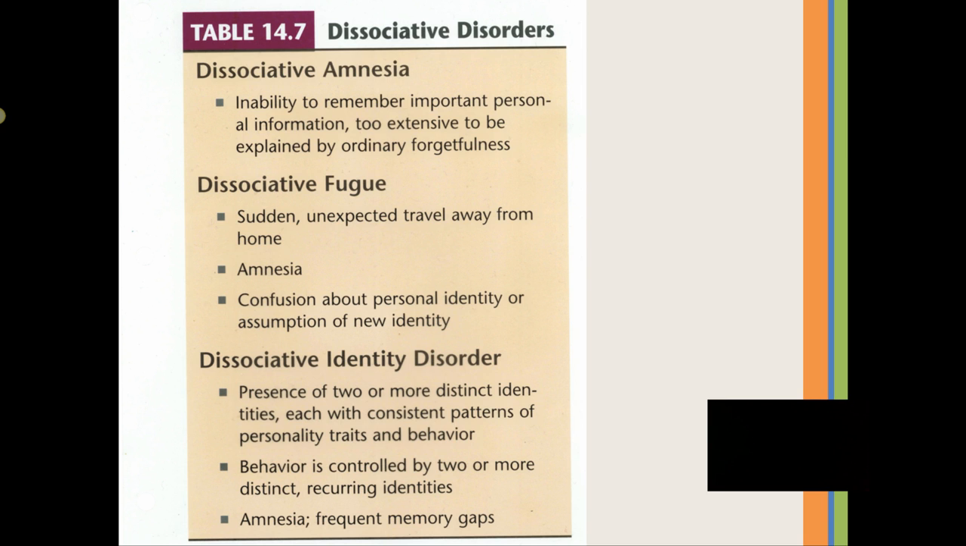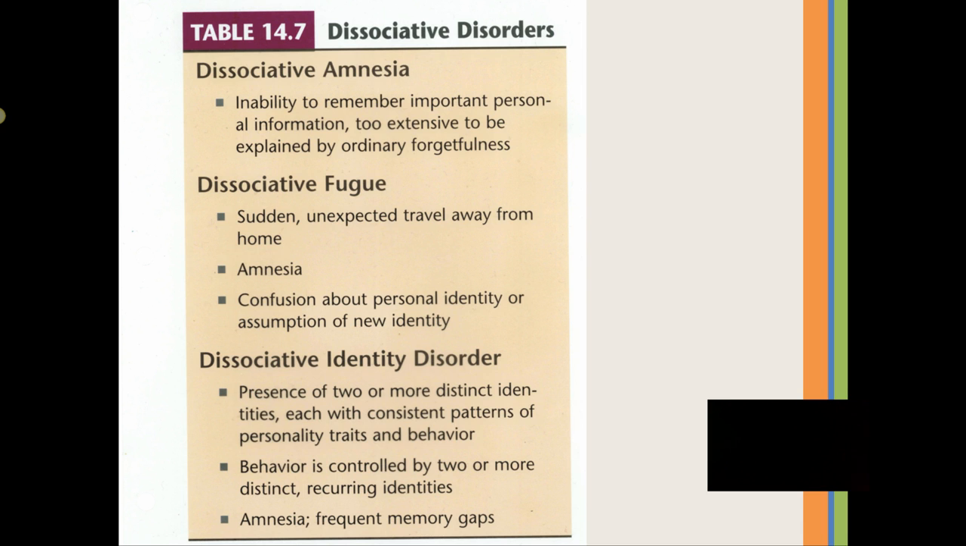Now, with amnesia, there's a couple of different types of amnesia. Most of us are familiar with it from movies and TV. A person hits their head or something and they can't remember who they are. When you can't remember your past, that's called retrograde amnesia. But you're able to still make new memories. So you can't remember your past, but you can make new memories.